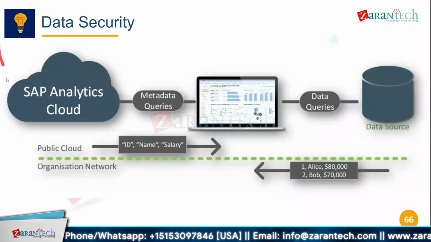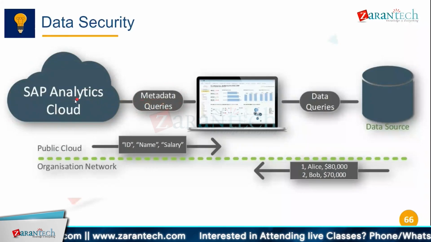So basically in SAC, it's a cloud product and software as a service. So when you are using live data queries, SAC doesn't store any data. It only stores the metadata. For example, like what is the column name or what is the view name that is going to access this data source, but not the data, only the metadata will be there.